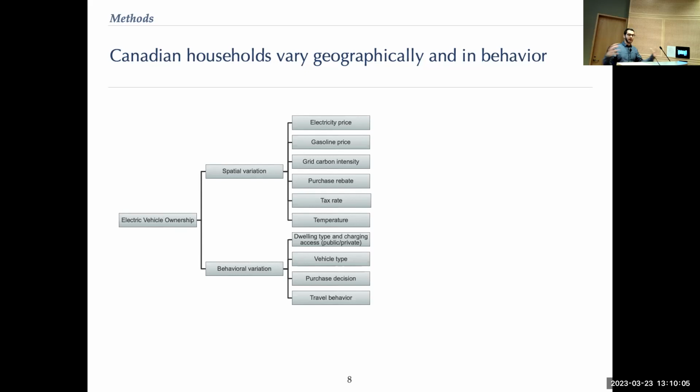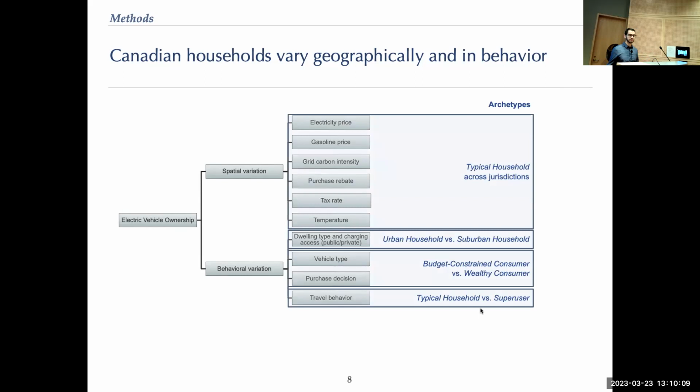So in order to capture all of this variation, which is a lot, what I actually did is basically layer archetypes onto this. And so I'll walk through some of these archetypes. The typical household, which is basically all of the provinces and territories, we expect there to be variation in all of the parameters that I've listed in the middle column there.